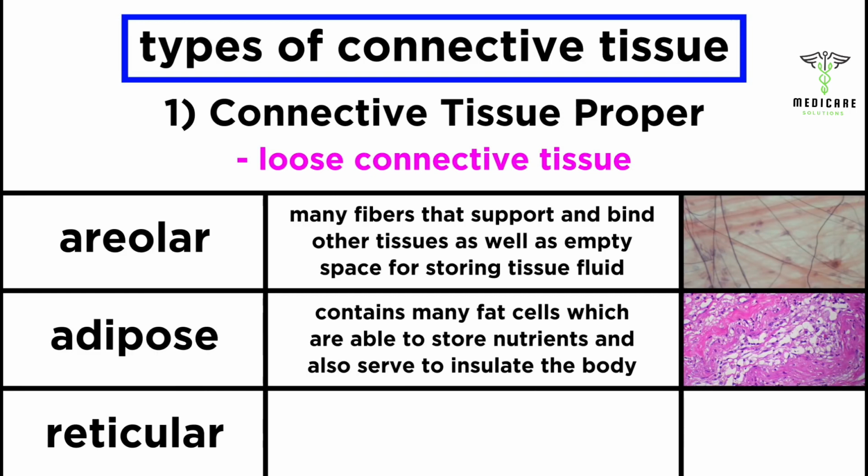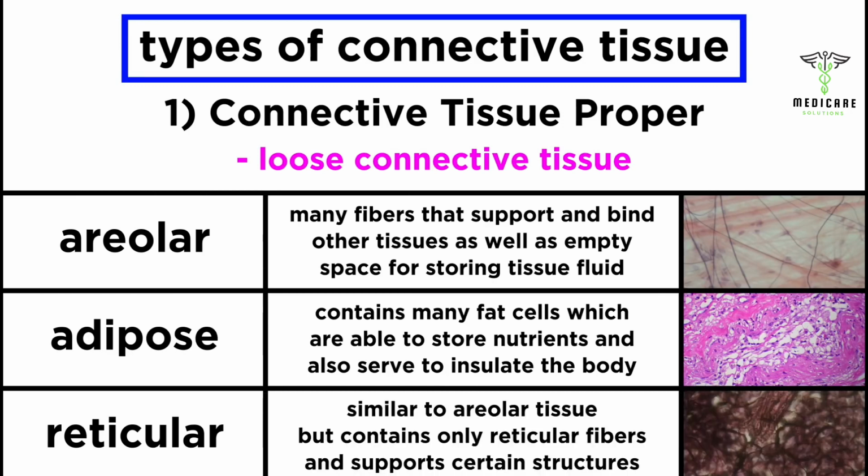Adipose connective tissue consists of fat cells, which store nutrients and insulate the body. And reticular connective tissue is similar to areolar, but with only reticular fibers, supporting certain structures in the body.